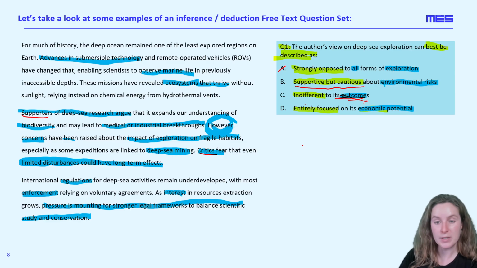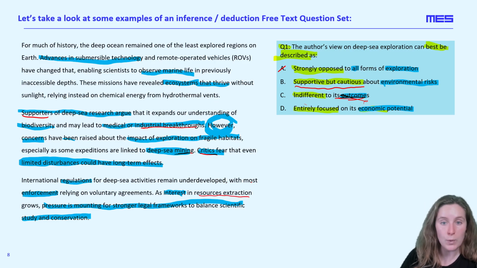We've seen almost nothing about economic potential except for the idea of industrial breakthroughs, and except for mining, which we would imagine might be lucrative. And we also have something about resources extraction and interest, but we do not have any more information about economic potential in particular. So we're going to say this is a no.